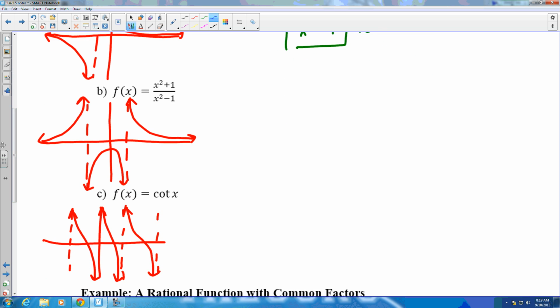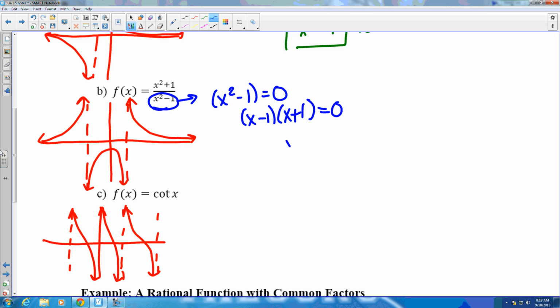Part C, from the picture we know that there's 2, but we're not necessarily sure what they are. So again, we take the bottom, set it equal to 0. This can be factored. And plus or minus 1, that's 2 vertical asymptotes.